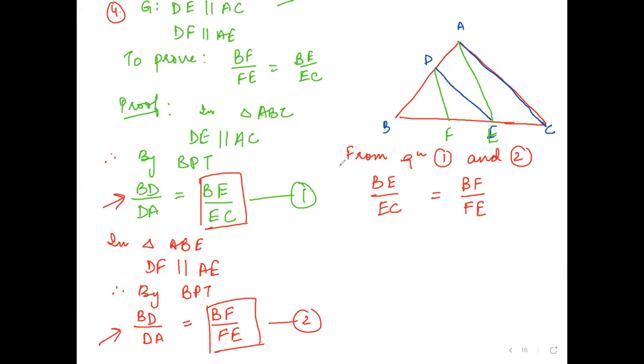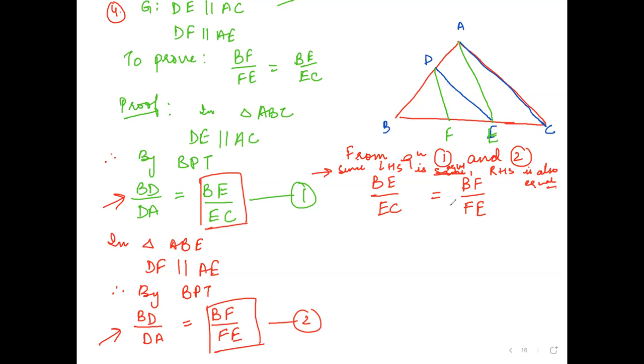Or you can write one line here: since LHS is same, RHS is also equal. In case you are not able to understand later, you can just write this line. I am equating the right hand side of both the equations because their left hand side is equal, so their right hand side will also be equal. So that's the result I have got combining equation 1 and 2.